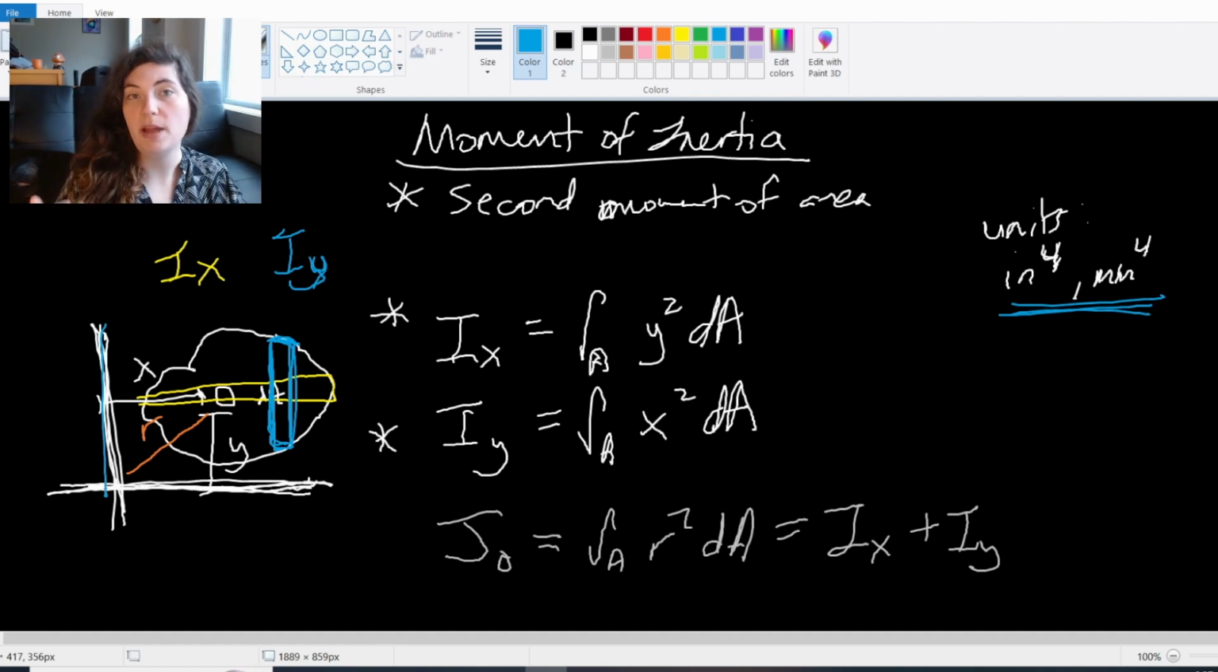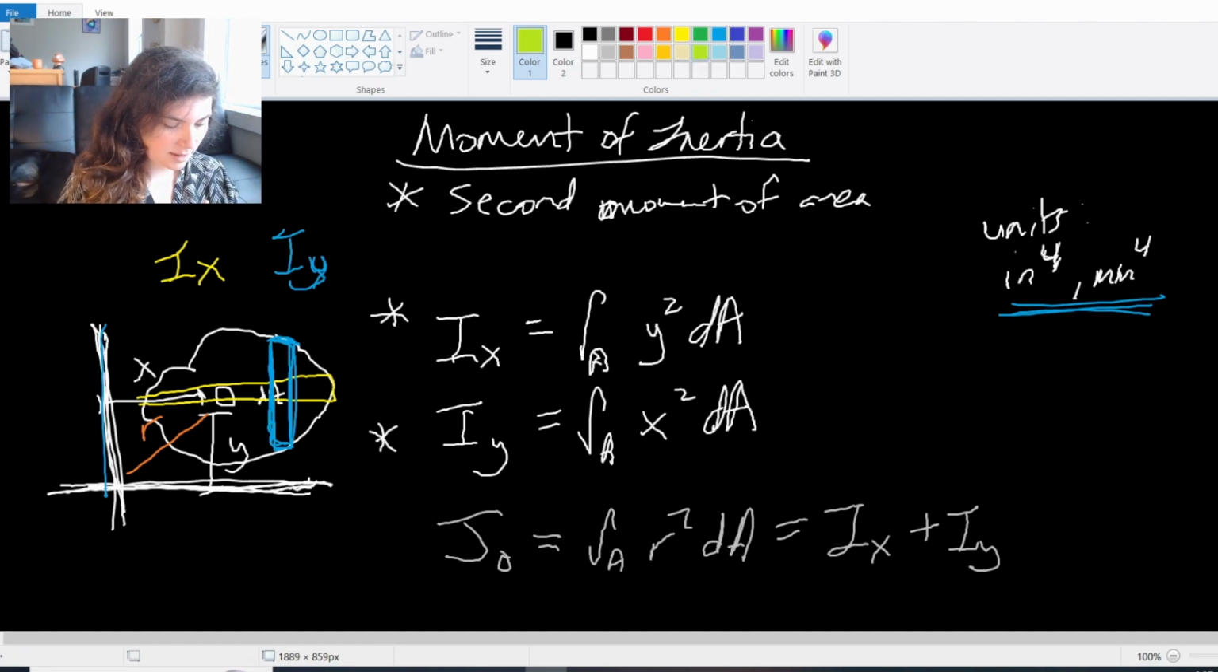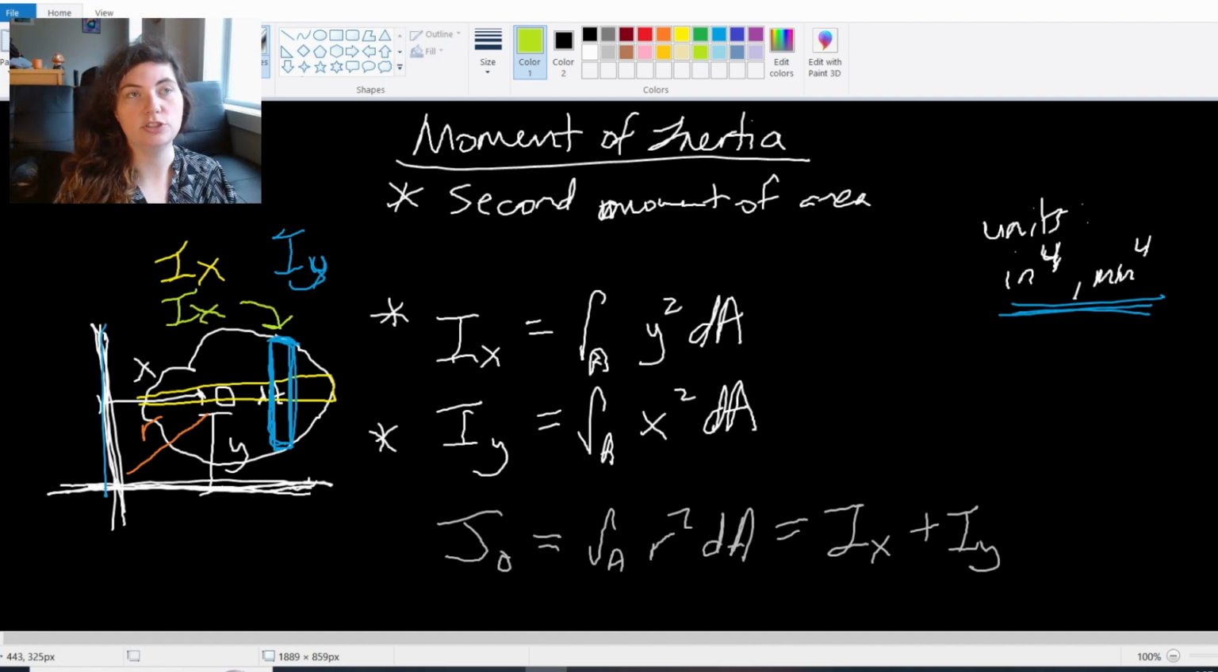If they are not parallel, for example, if I wanted to do I sub x, but I wanted to use this differential right here, I have to use a different equation. I cannot take this slice just using the basic integration equations. I have to use something else called the parallel axis theorem.